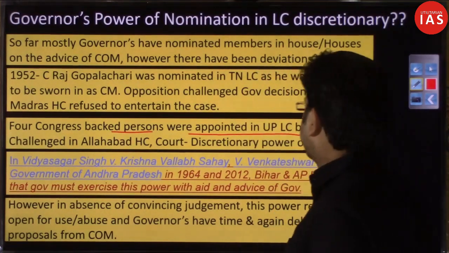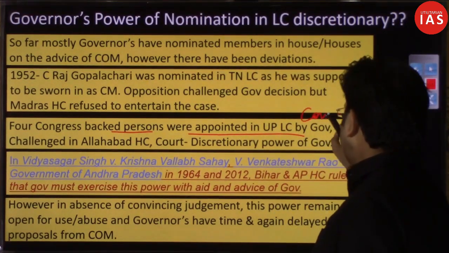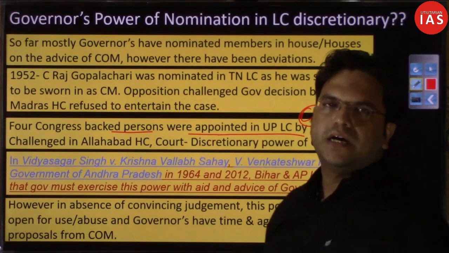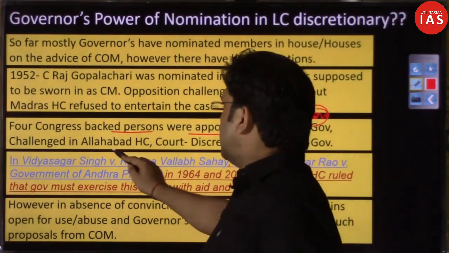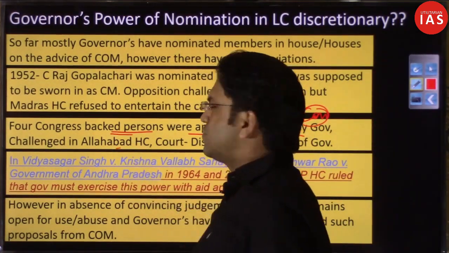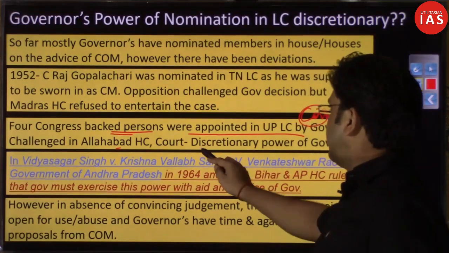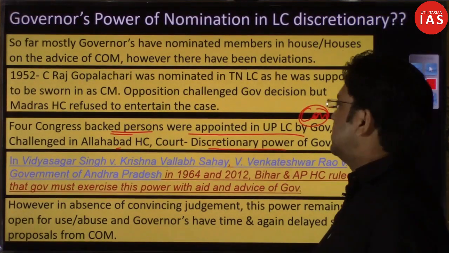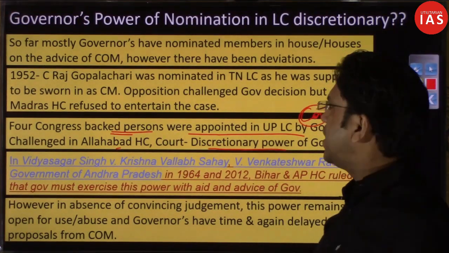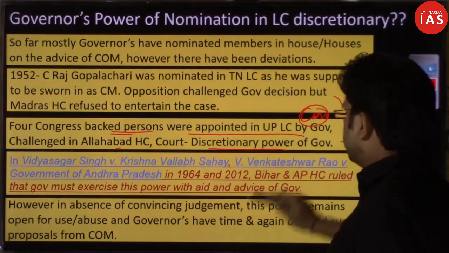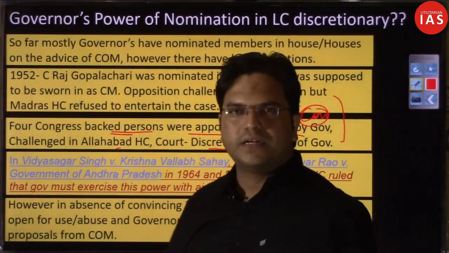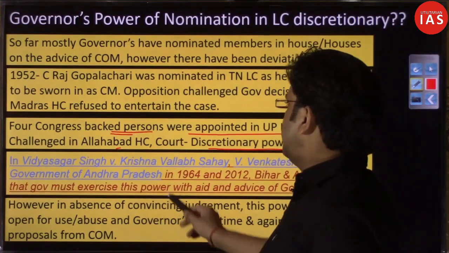Again, the advice of the Council of Ministers was not taken into account. Again, a case was filed in the Allahabad court against this decision of the governor, but the Allahabad High Court in that particular year said that no, this is a discretionary power of the governor. So there are 2 cases which say that this power of the governor is discretionary.